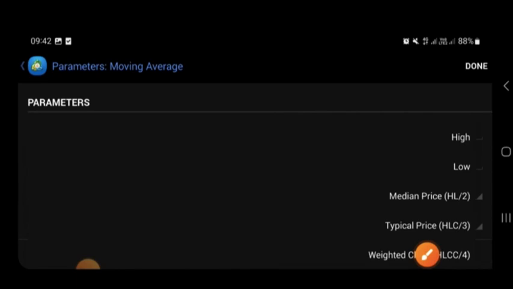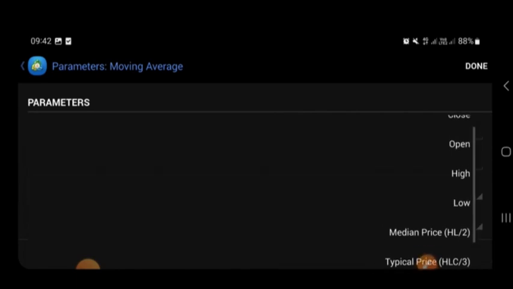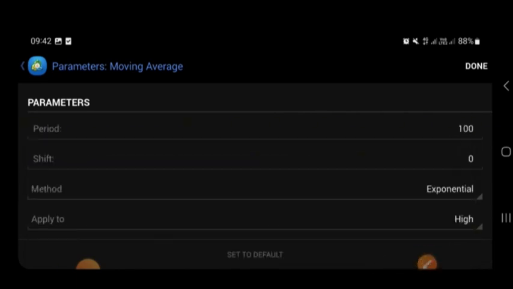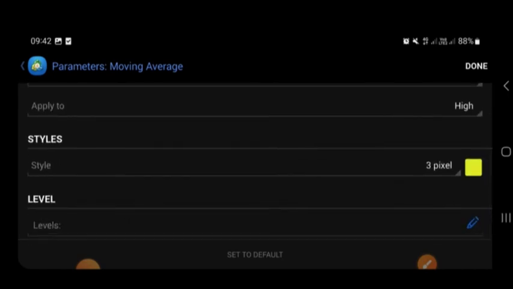If you go back here, you can actually see we have our first moving average on the chart. Now let's go back and add another one. Press that F sign, then F plus, and choose moving average. This time you won't change anything. Period is going to remain 100, shift is going to remain 0, and the method is going to remain exponential.